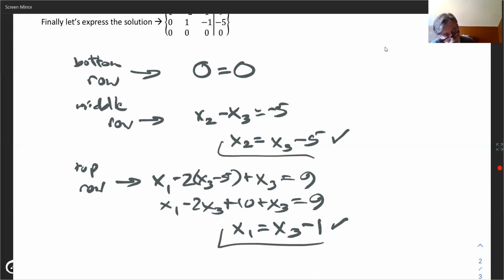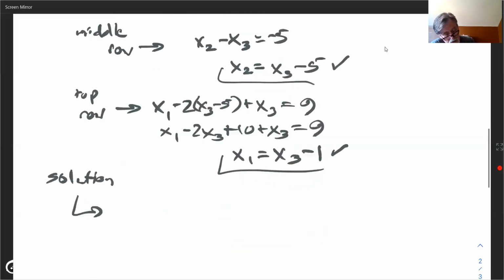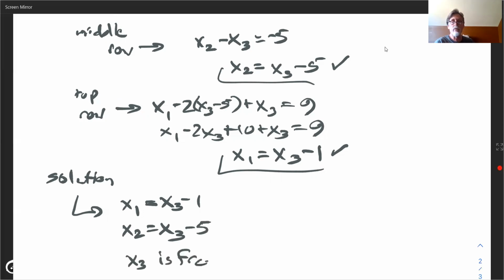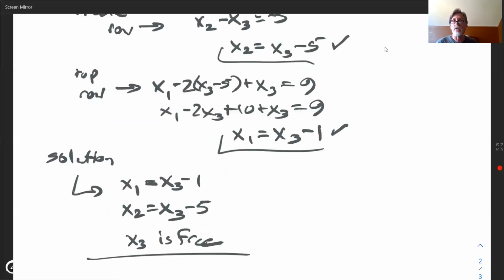So the solution, we'll just write it this way for now. There's different ways of saying it, but the solution would simply be x1 is whatever x3 is, take away 1. And x2 is whatever x3 is, take away 5. And x3, the book says, is free. Free meaning free to be whatever you choose it to be. And that's how these guys go.